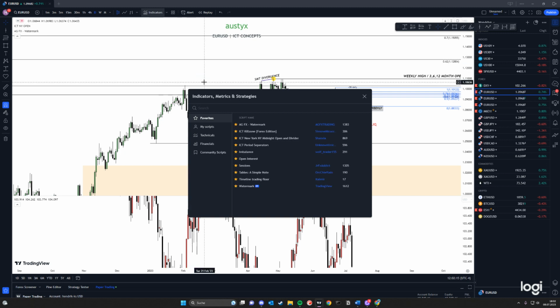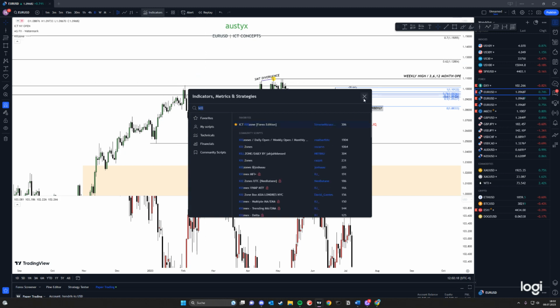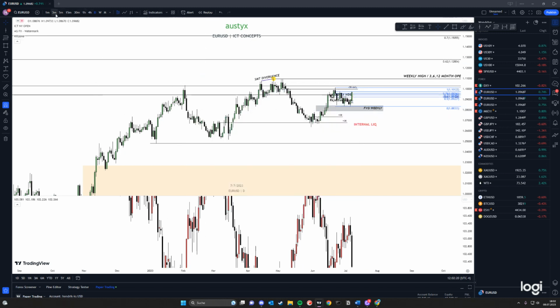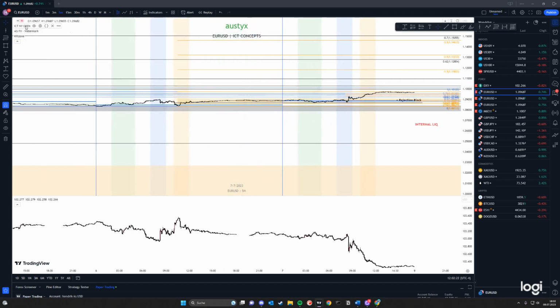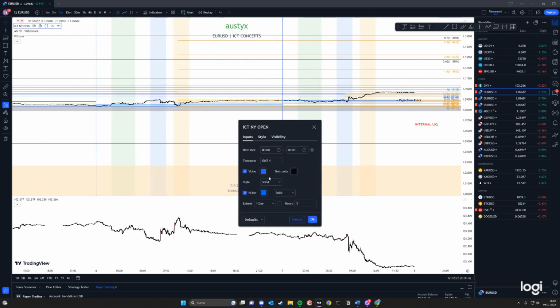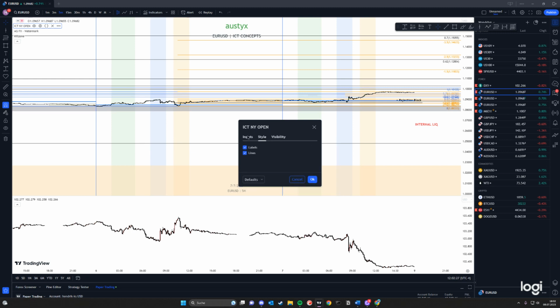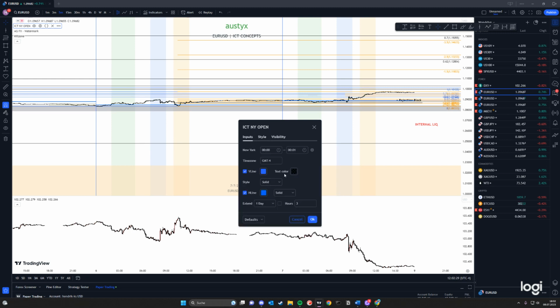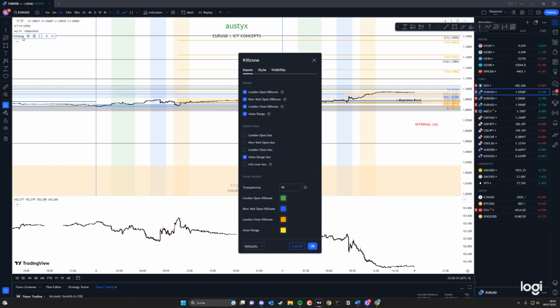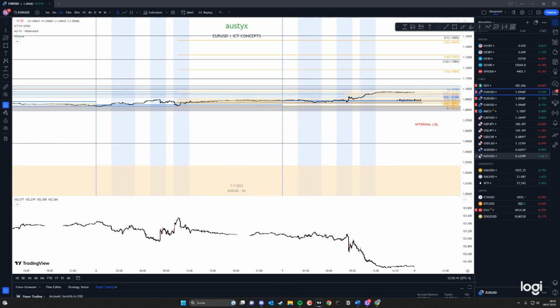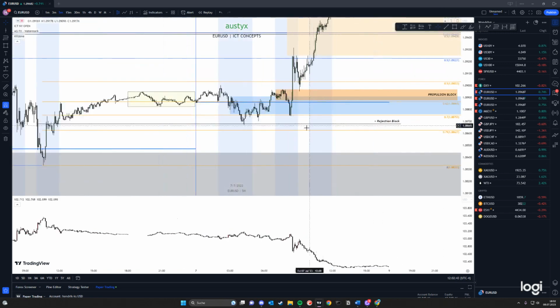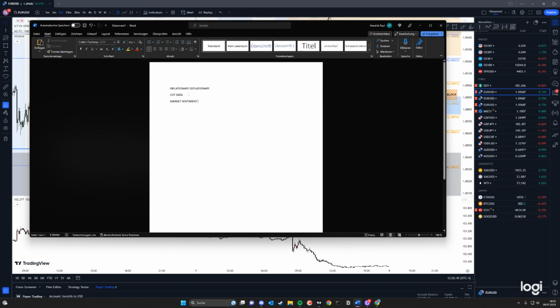And get my kill zones back onto charts. Now I need to recalibrate them. So, the range. Yeah, right. We can take this off.